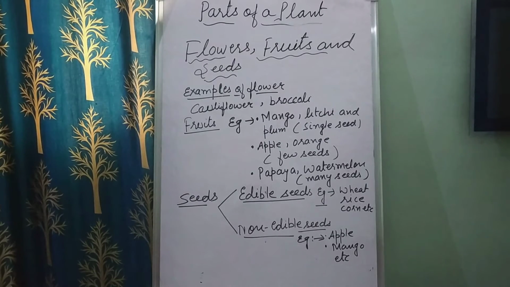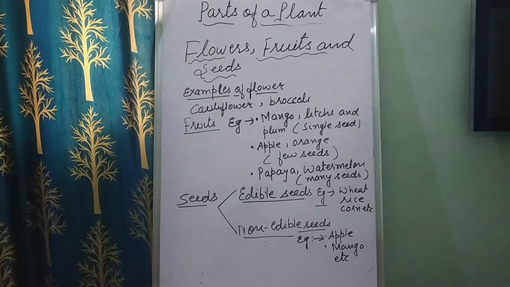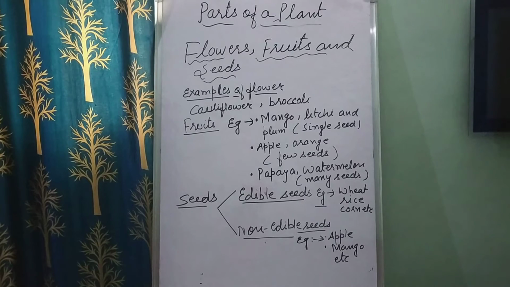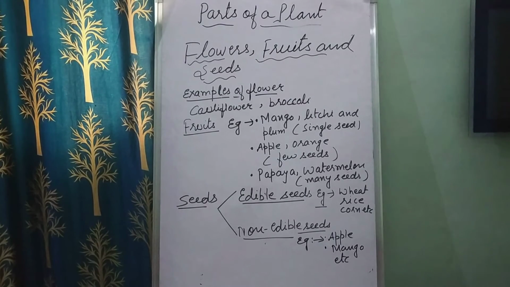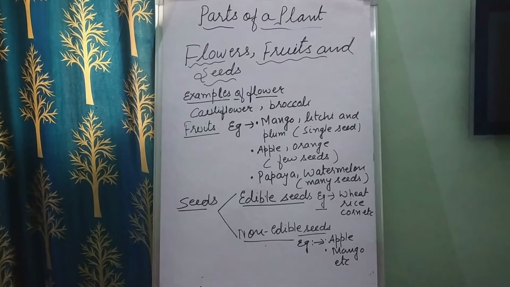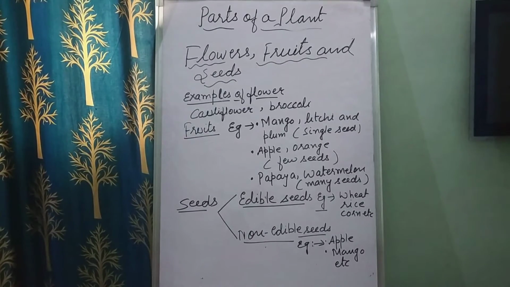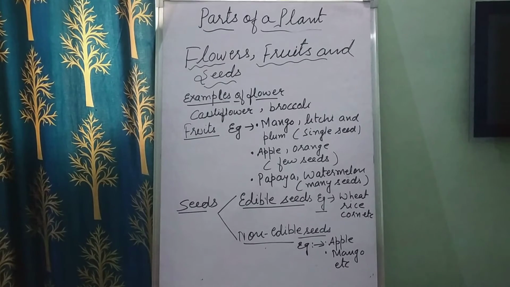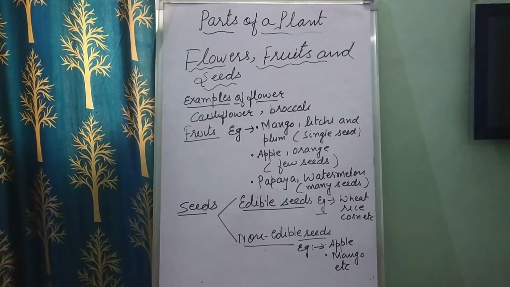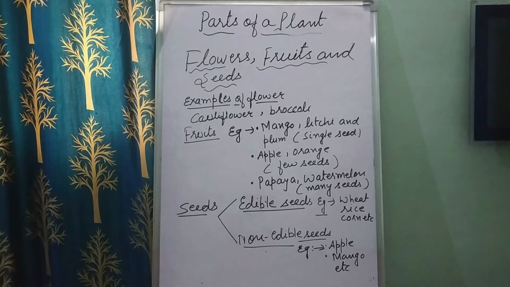Most flowers are brightly colored and have a sweet smell, right? Some flowers have a pleasant smell, and children, you know, most flowers change into fruits, right? Most fruits have one or more seeds inside them. These seeds grow into a new plant, right? So flowers are important to a plant as they help it to reproduce.